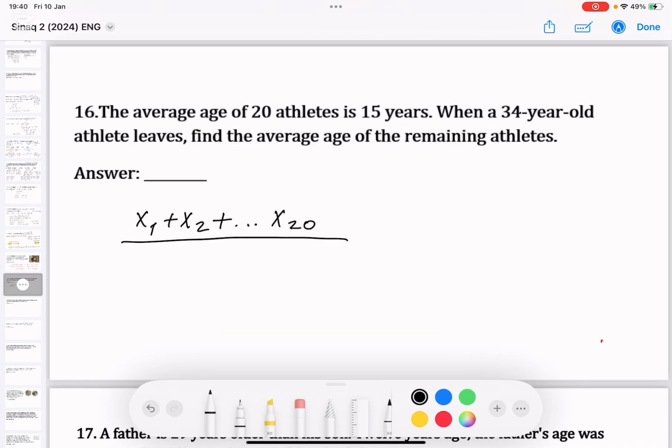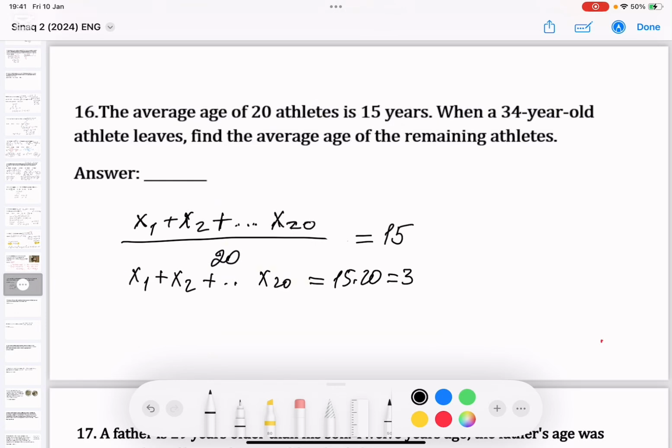So basically we have to sum up the ages of all 20 athletes like we did right here, and we have to divide it by the total number of athletes. In this particular case, it's 20. And we already have the information about the final result: the average or mean age is 15. From this equation, we can find the sum of all ages of these athletes. So it's going to be 15 times 20, or 300.